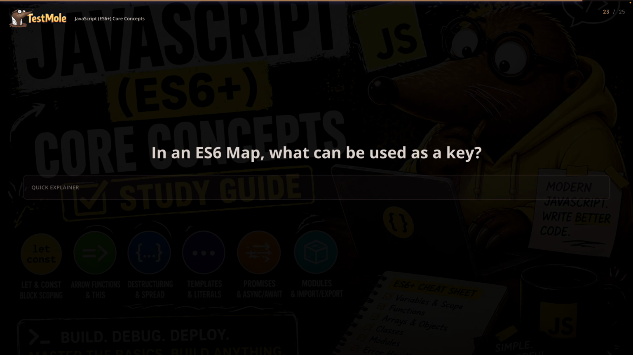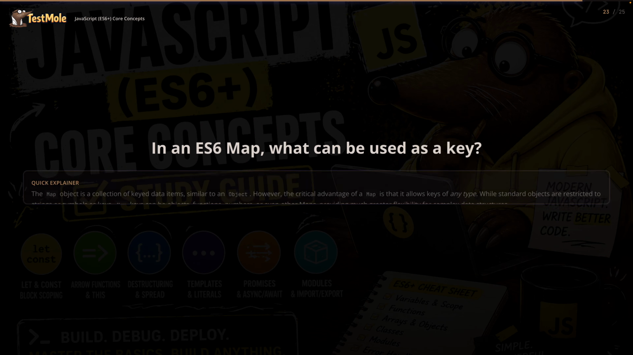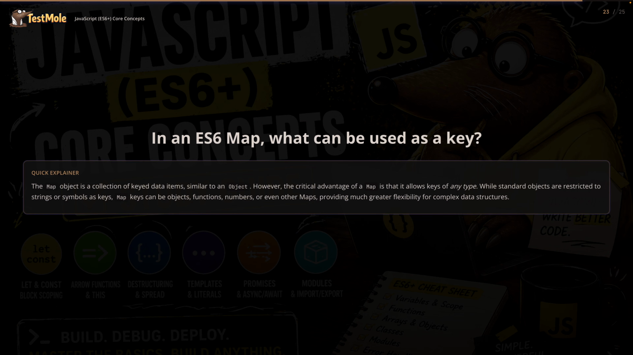In an ES6 Map, what can be used as a key? The Map object is a collection of keyed data items, similar to an object. However, the critical advantage of a Map is that it allows keys of any type. While standard objects are restricted to strings or symbols as keys, Map keys can be objects, functions, numbers, or even other Maps, providing much greater flexibility for complex data structures.